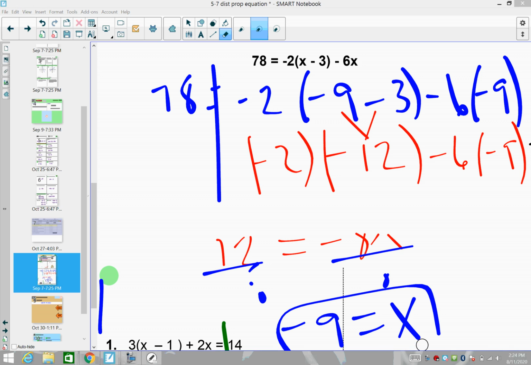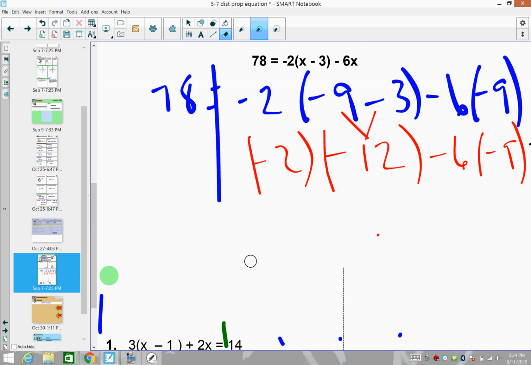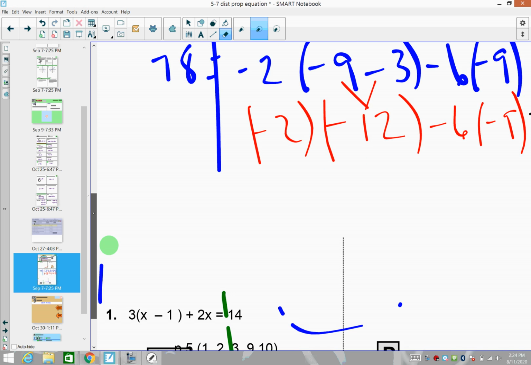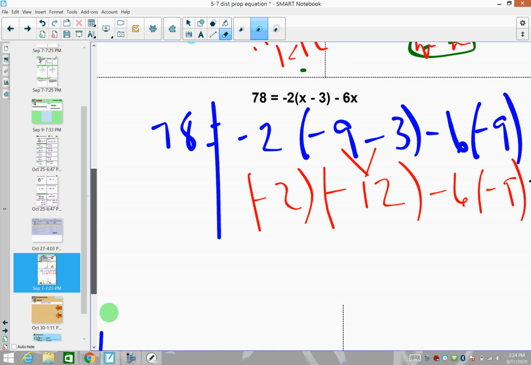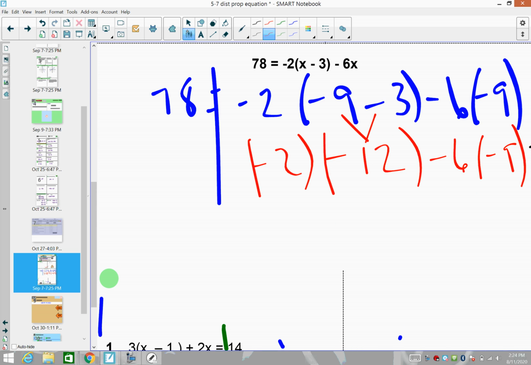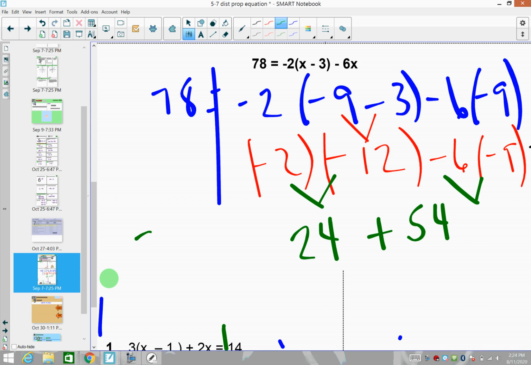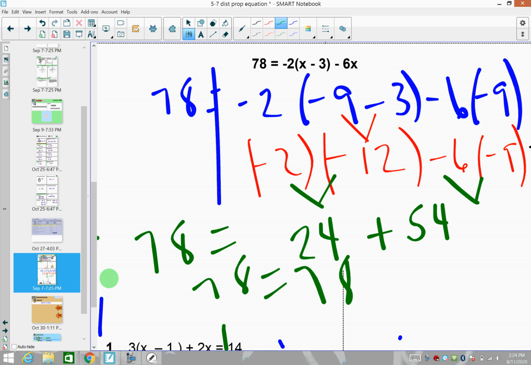Let's just verify that we have 78 equal to 78. Sorry about this video. I'm having a hard time with the pen on the screen here. So does the right side equal 78? Well, that's positive 24. And this is positive 54, negative times negative. So is it true that the left side equals the right side? Yes. So we knew that -9 is the solution to that equation.